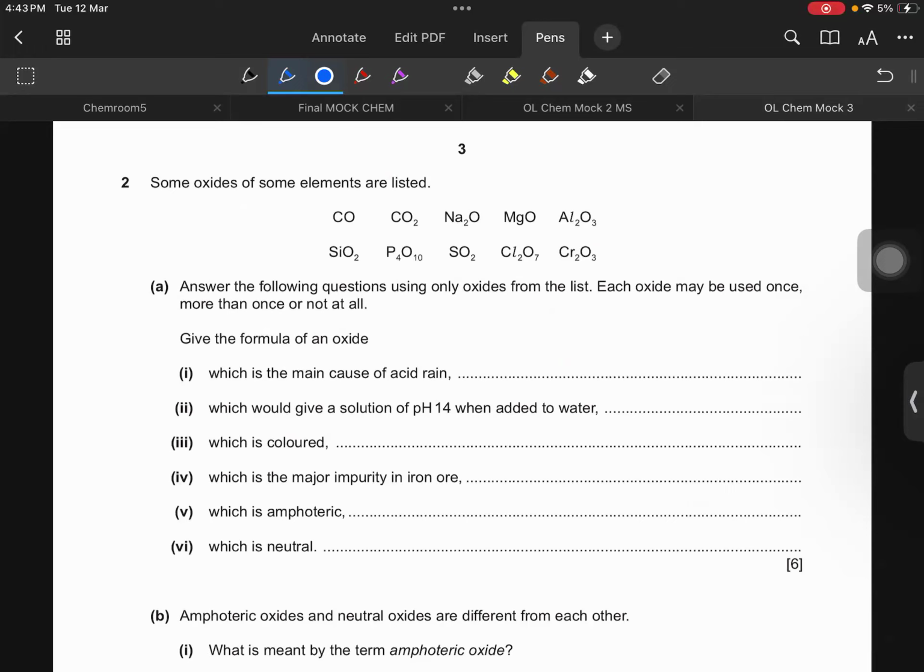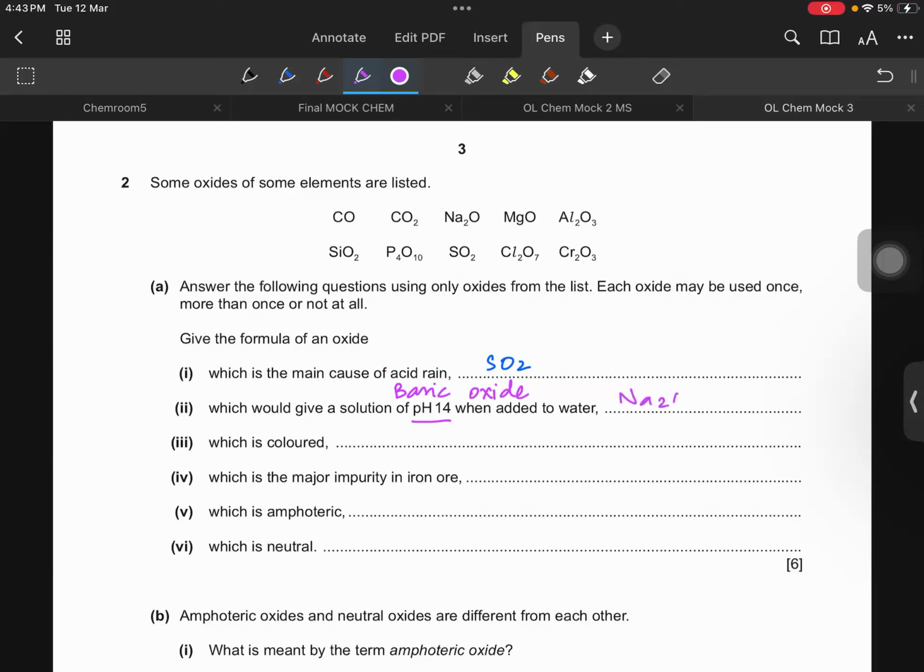Next one. What is the main cause of acid rain? SO2, sulfur dioxide. Which would give a solution of pH 4 when added to water? CO2. Wrong. Oh no, pH 4, sorry. What am I saying? pH 4... it is a basic oxide. Which one is a basic oxide? Which ones were basic? Metallic oxides, especially highly soluble metallic oxides. Sodium oxide.